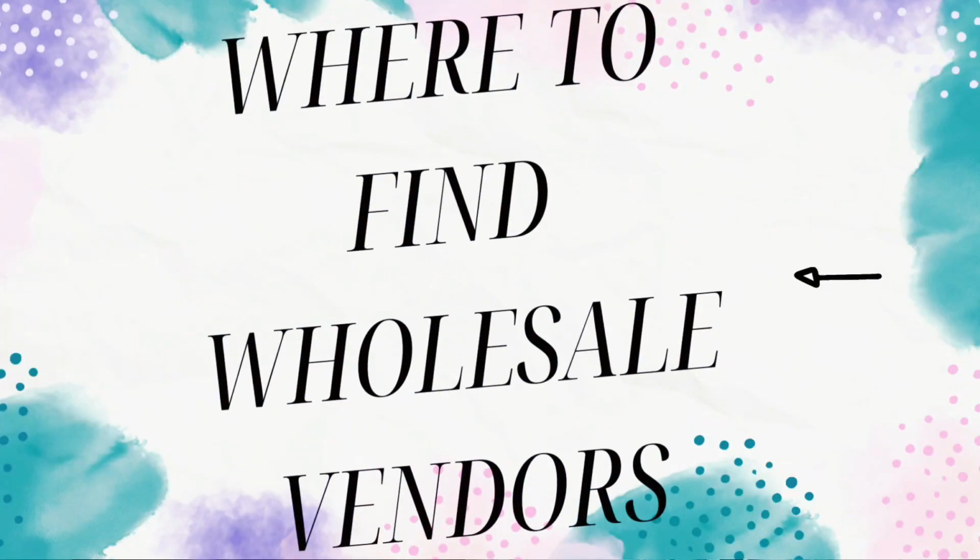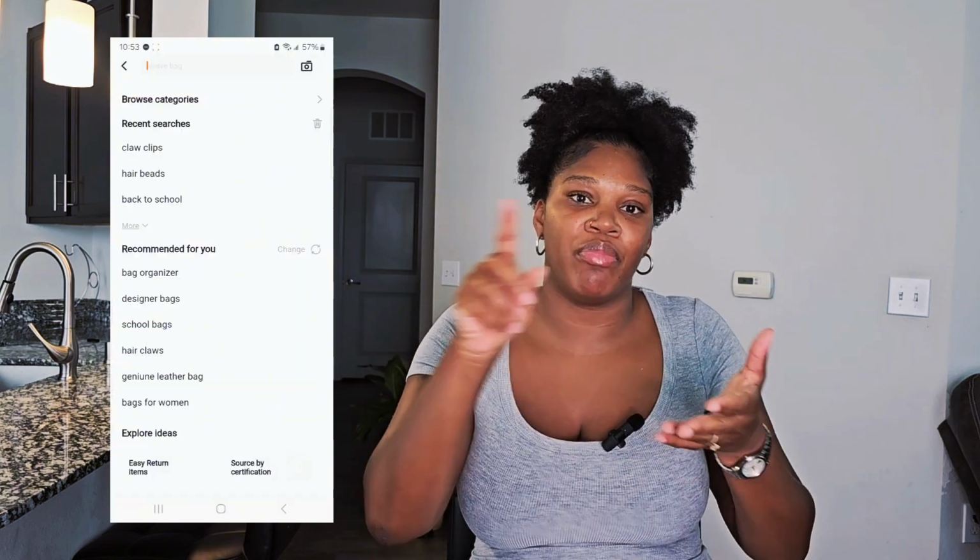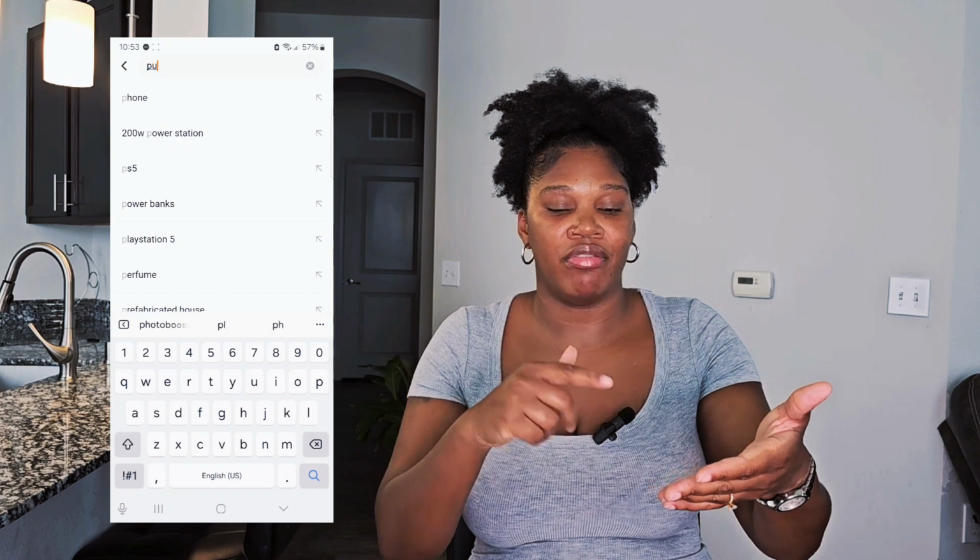Secondly, where do you find vendor lists? A lot of the popular sites are AliExpress and Alibaba. They all have hundreds and hundreds of vendors, and all you have to do is go on the app and type in what type of vendor you're looking for, and it will populate hundreds of different vendors that offer what you're trying to sell. If you're looking for purse vendors, all you have to do is type in purses, and it'll give a list of all different vendors.